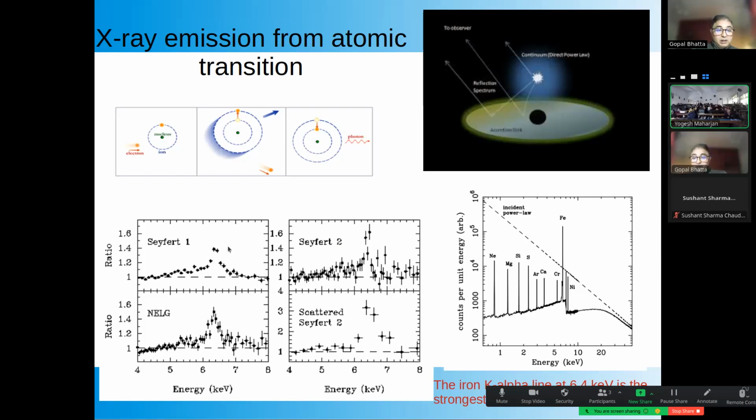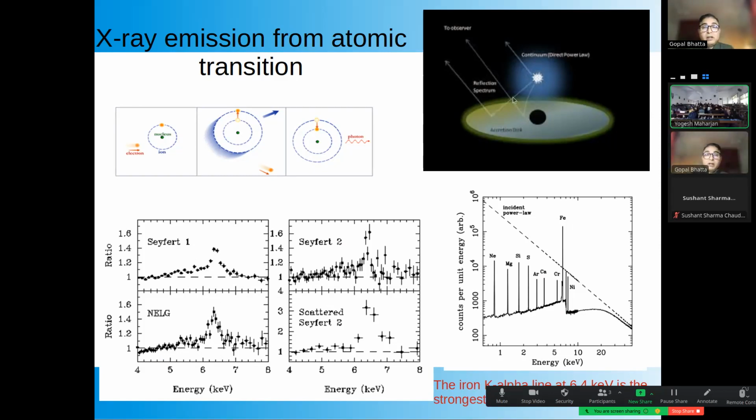And for example, these are real spectral observations, where you can see a bump around 6.4 keV to the left. This is a Seyfert 1 galaxy, this is a Seyfert 2 galaxy. These are kinds of active galactic nuclei. And here you see the bump. That is the signature of the presence of iron in that region.